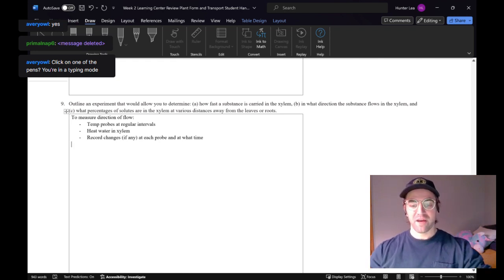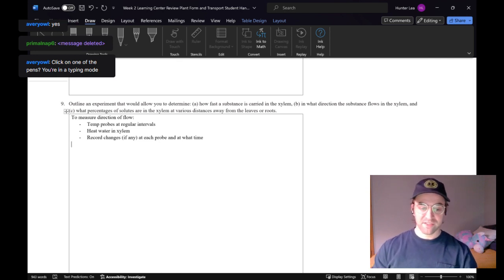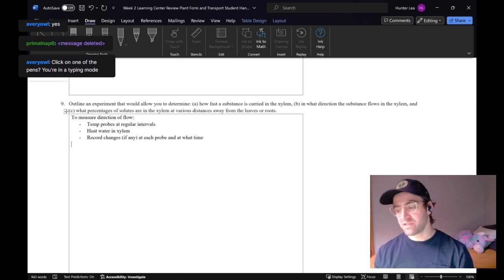If you wanted to determine the amount of solutes present in xylem at various distances away from the roots or leaves, you could put taps and open the taps periodically and remove some of the fluid of the xylem, and then analyze the fluid from the various taps for its contents. So, for example, for the percentages of various minerals.